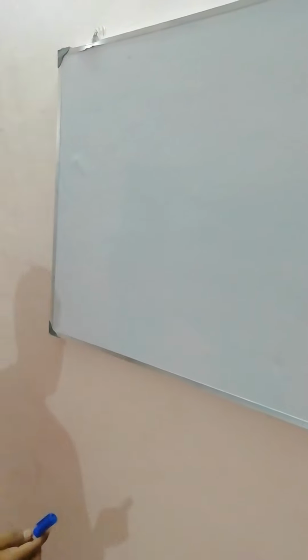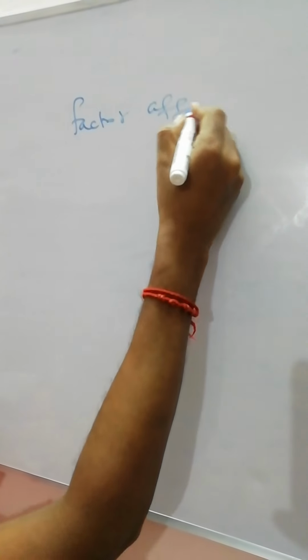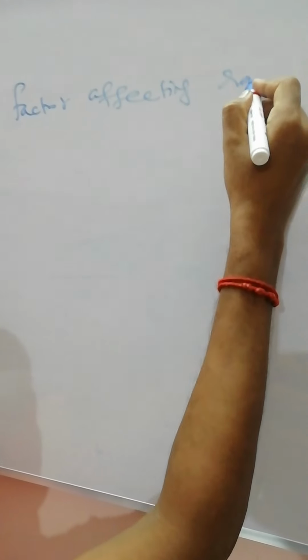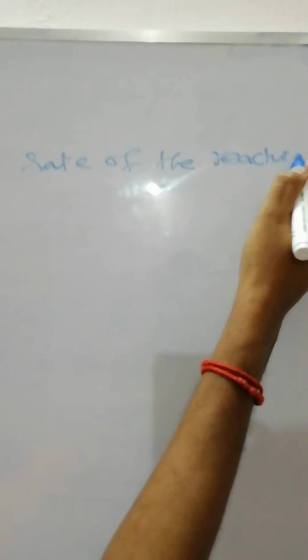Now I am going to start the factors affecting the rate of the reaction. Which are the factors affecting the rate of the reaction? Concentration, nature of reactant. Nature of reactant means different reactions will occur at different speeds. Example, burning of coal, petrol, LPG, at different speeds, right?